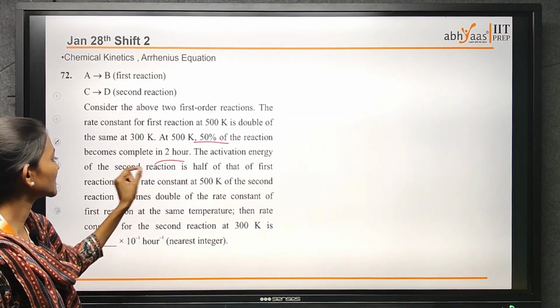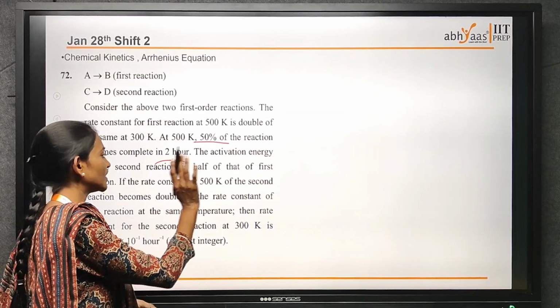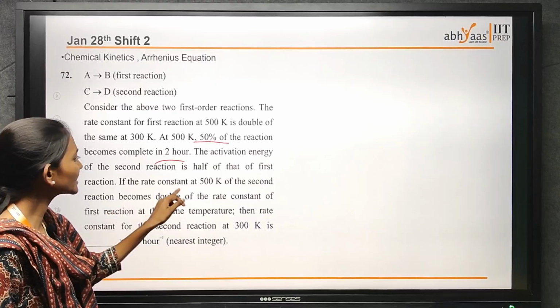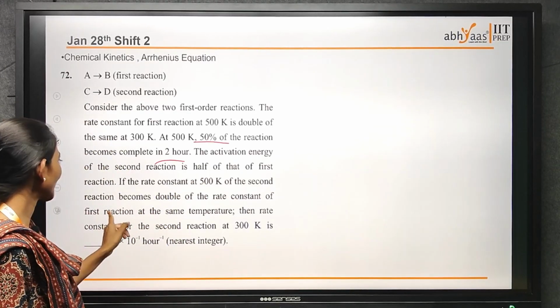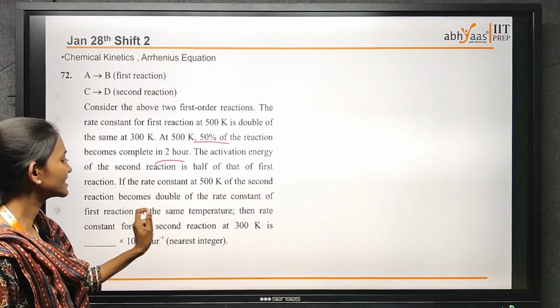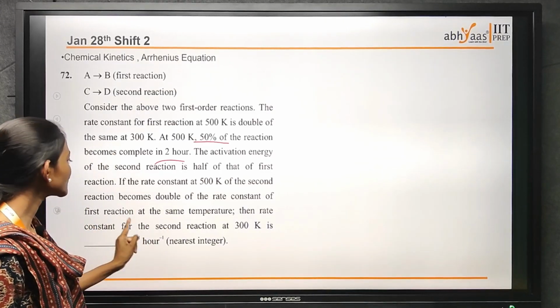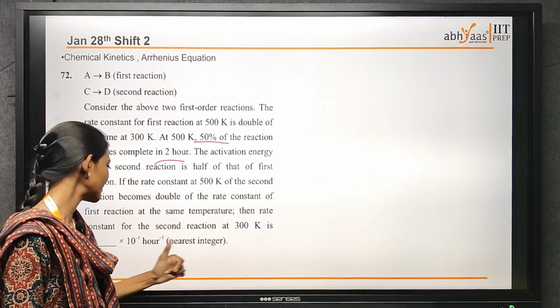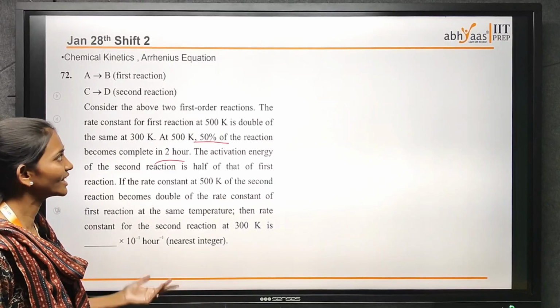The activation energy of the second reaction is half of that of the first reaction. If the rate constant at 500 Kelvin of the second reaction becomes double the rate constant of the first reaction at the same temperature, then what will be the rate constant for the second reaction at 300 Kelvin? They are asking for the nearest integer.